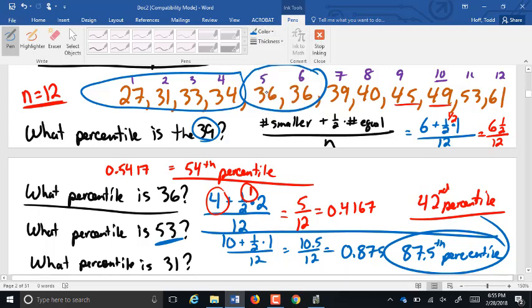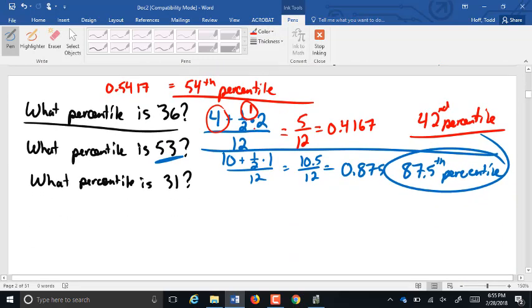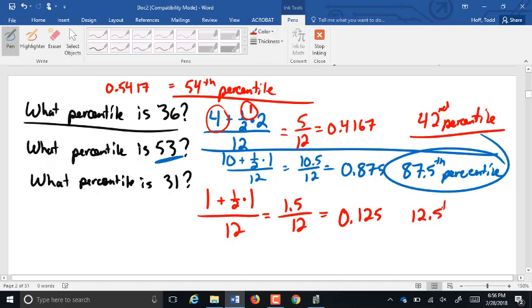And then for the last one, how many are smaller than 31? 1, right? How many are equal to 31? 1, and that's still over 12. So that's 1.5 over 12, or 0.125, which is 12.5%. If you rounded that to the 13th or whatever, that's fine as well. Unless stated otherwise, you can round however you want to.